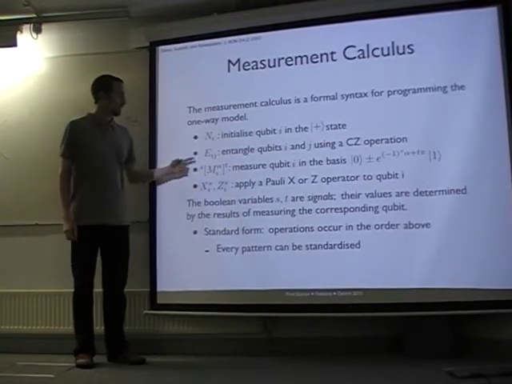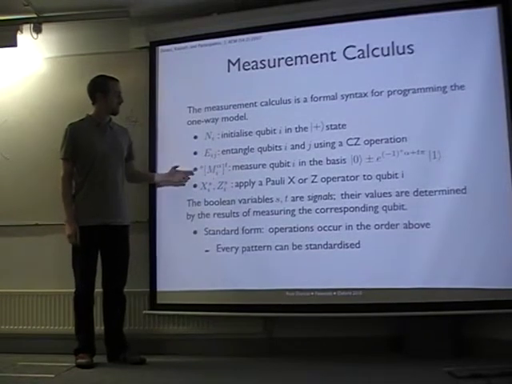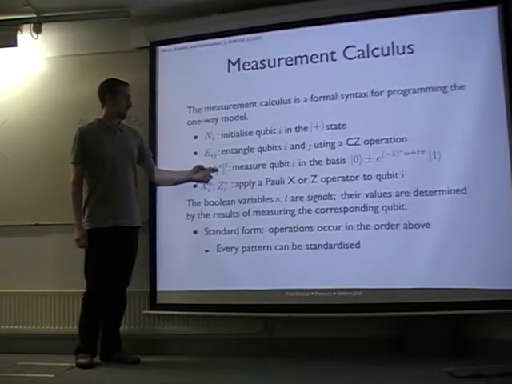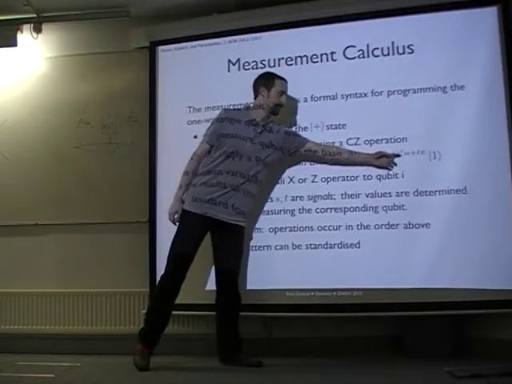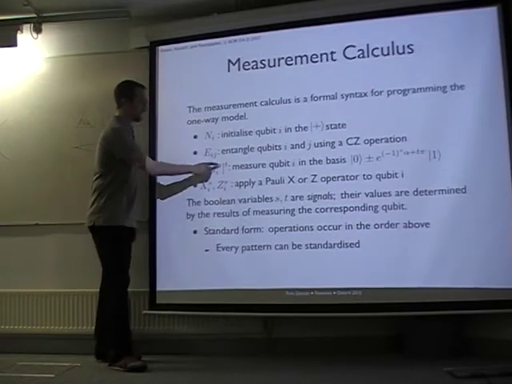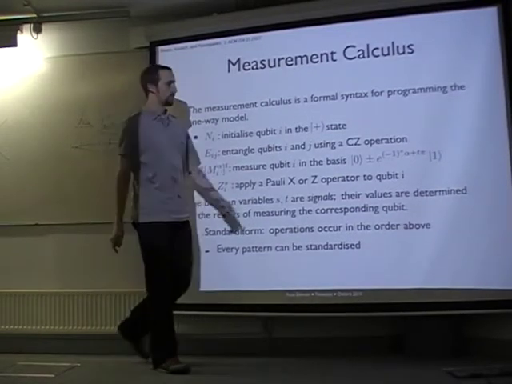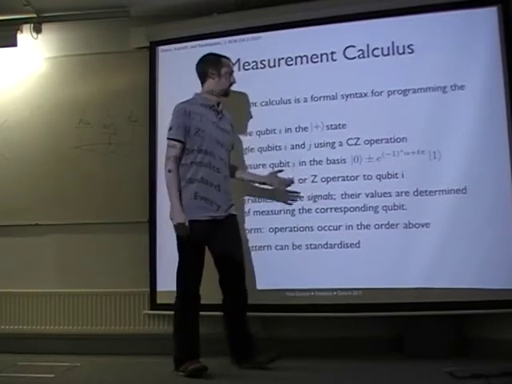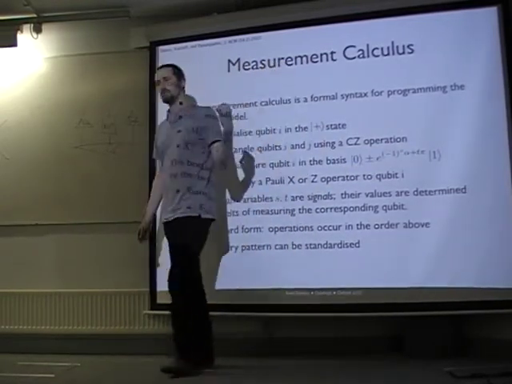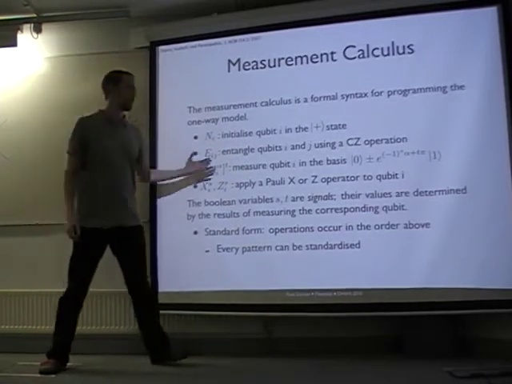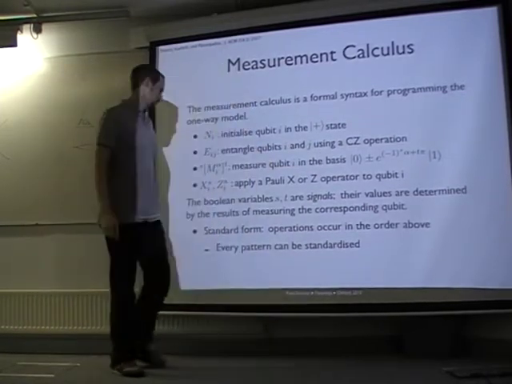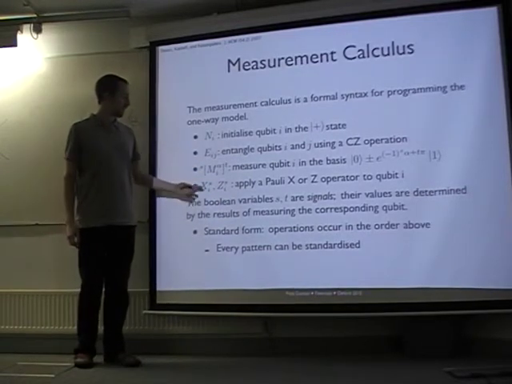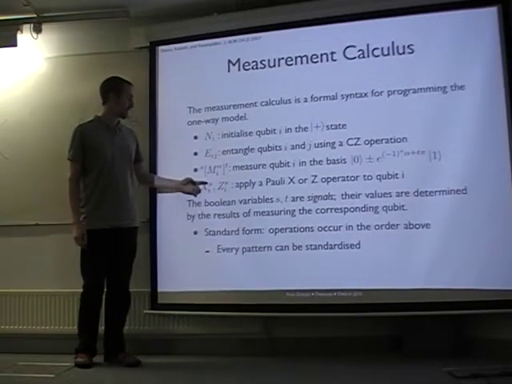You have this slightly complicated looking measurement operator. It says measure qubit i, where alpha is a parameter for the basis that you measure in, and S and T are Boolean variables which are used to change this expression of what basis you're measuring in. And the idea is that S and T will be the outcomes of some previous measurement. This is how you get the adaptive measurements. Okay, and there are also these correction operators where you can use a Pauli at the end, again dependent on some Boolean variable.